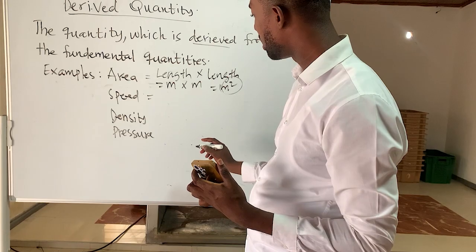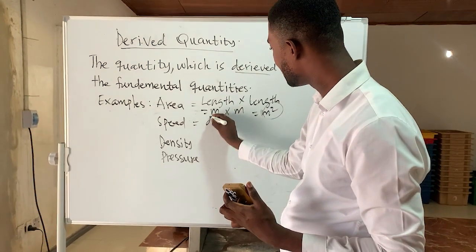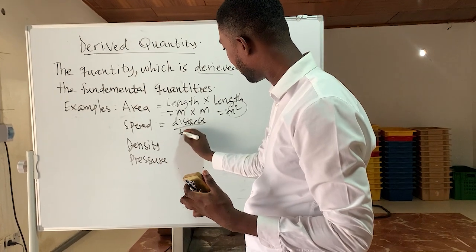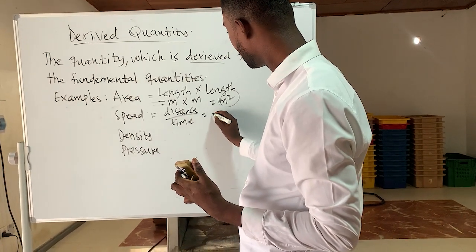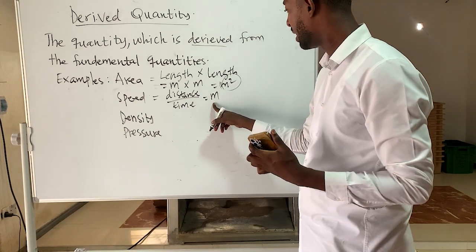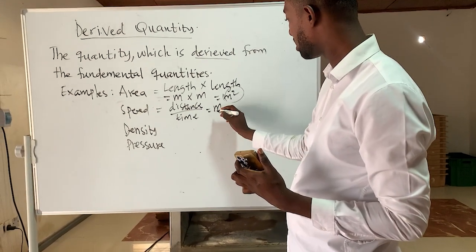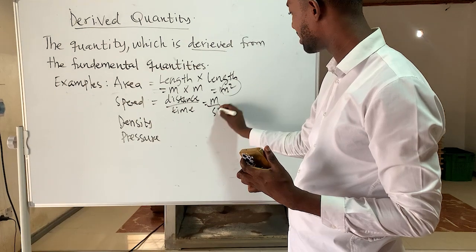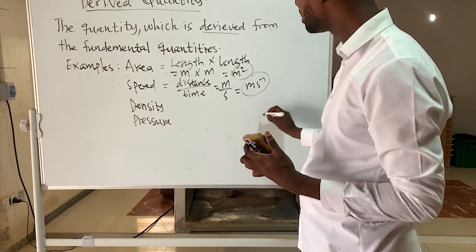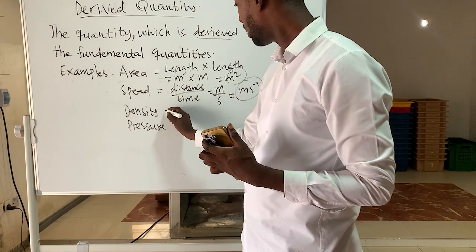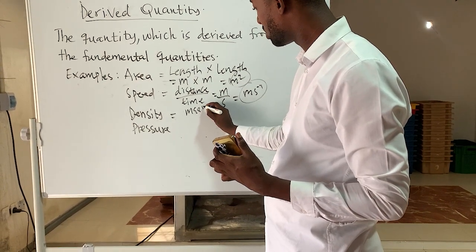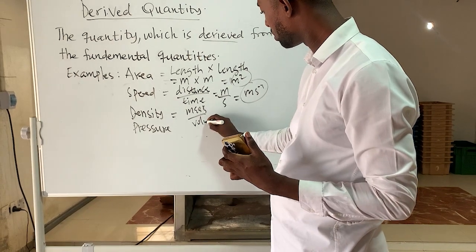Now, speed. When I combine distance over time, distance is measured in meters and time is measured in seconds. So I'm going to have meter per second. So here, speed is also a derived quantity. Now, when we talk of density, density is equal to mass over volume.